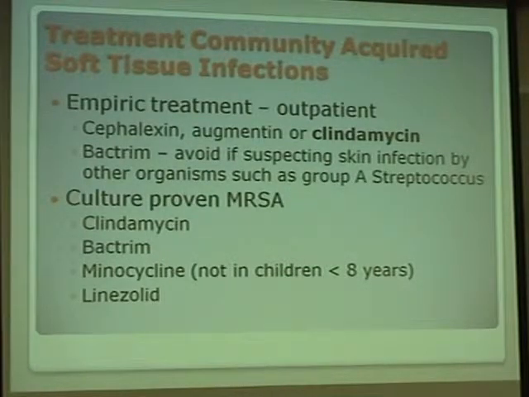If you have something that can be drained and cultured, then that's the way to go. And a lot of times, if you have a skin infection where there's something to drain, drainage is maybe all you need to do. So draining is always the number one. But if you have a culture-proven MRSA, then hopefully you'll get susceptibilities back. But then clindamycin, Bactrim, minocycline, and finally Zyvox are all usually alternatives.